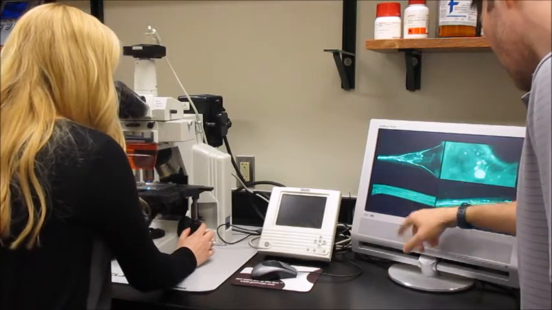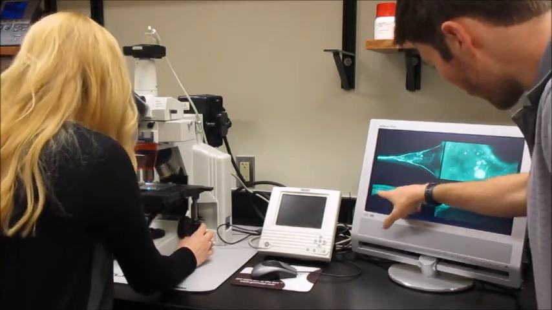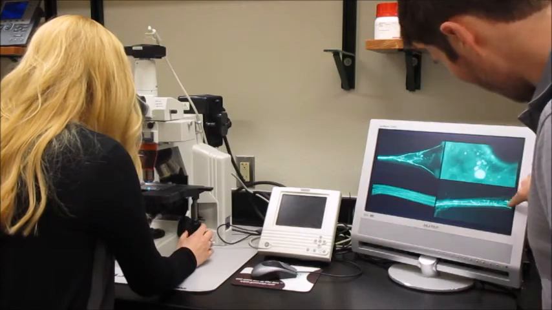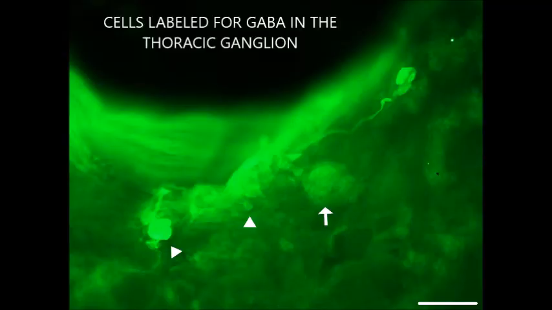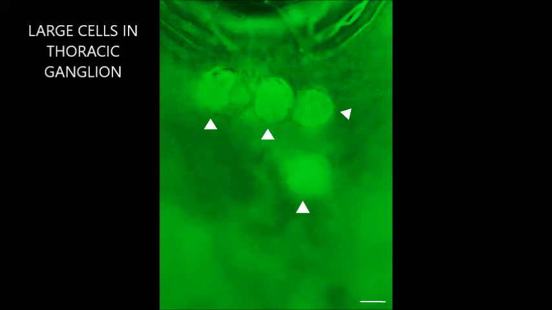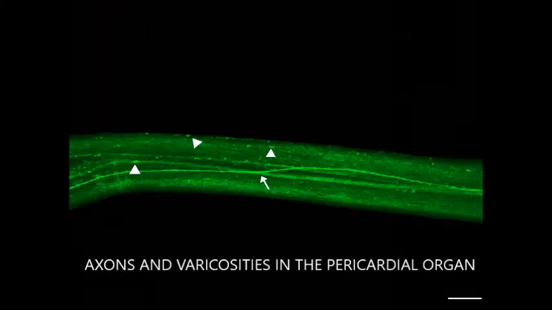GABA-like immunoreactivity was distributed widely throughout the central nervous system. There are many cells found in different locations throughout the thoracic ganglion, and numerous varicosities and fibers were observed within the pericardial organs. The distribution of GABA-like immunoreactivity in the pericardial organs and the cardiac ganglia suggests that GABA could have both a hormonal and neuronal role in the cardiac system of the blue crab.